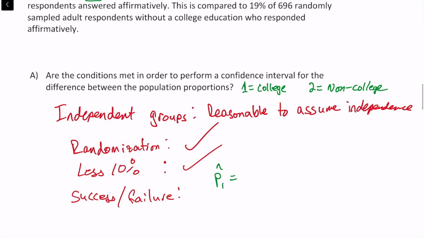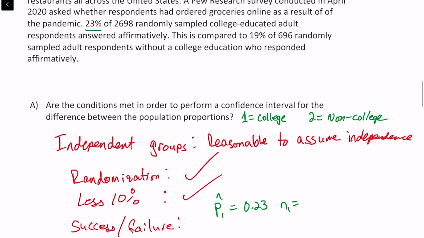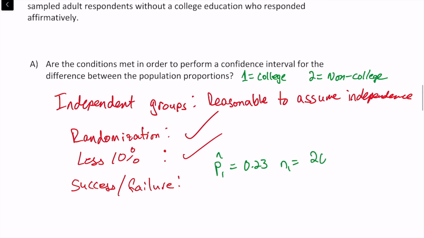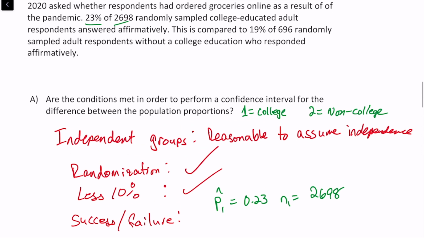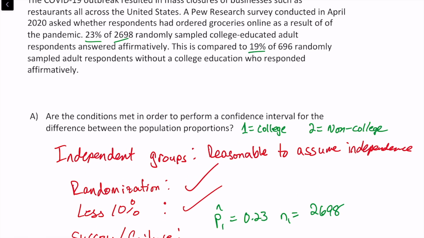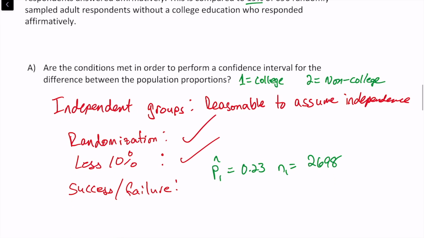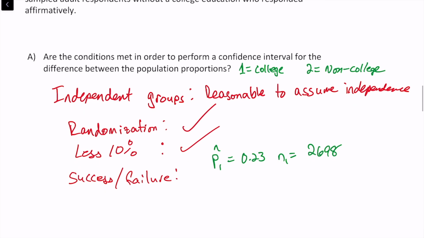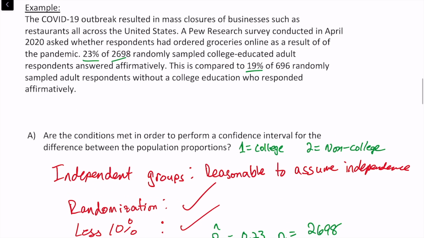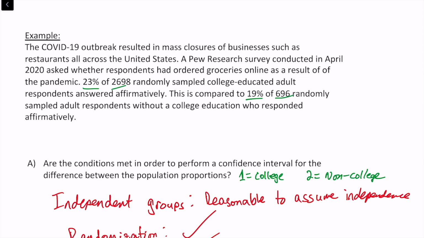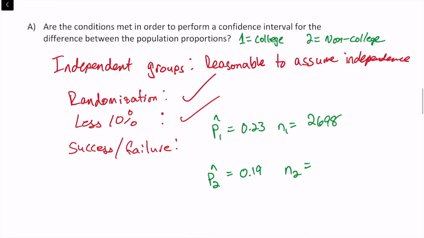23%. So P1 hat is 0.23, which means N1 is 2698. So we're just grabbing all this information. And then we have P2 hat. P2 hat will be 19%, so 0.19, and N2 was 696. So what we need to check is, do we have more than 10 successes and failures?